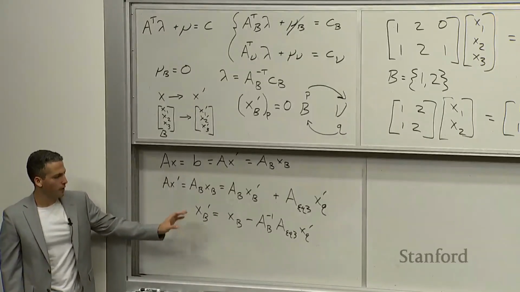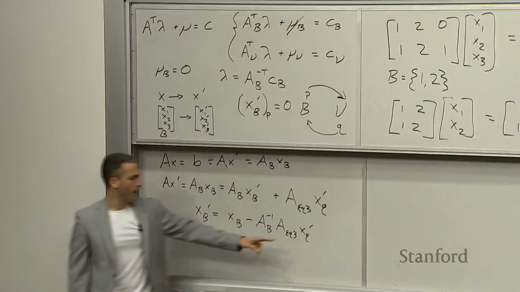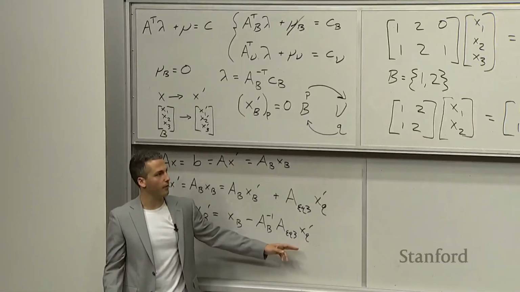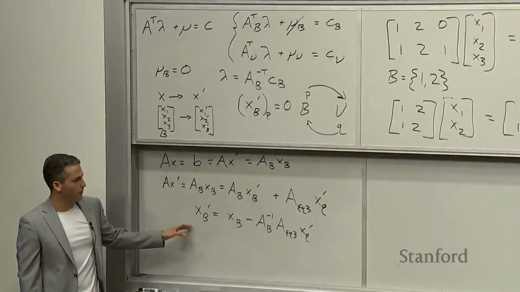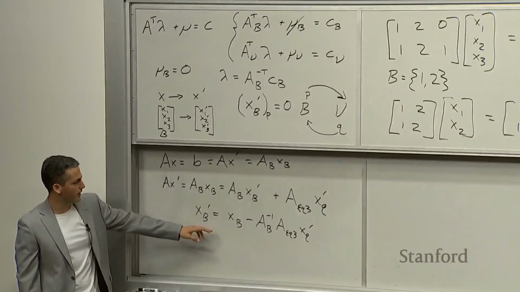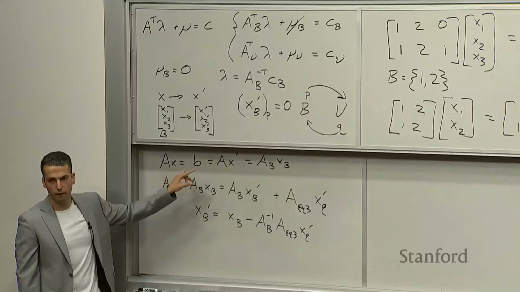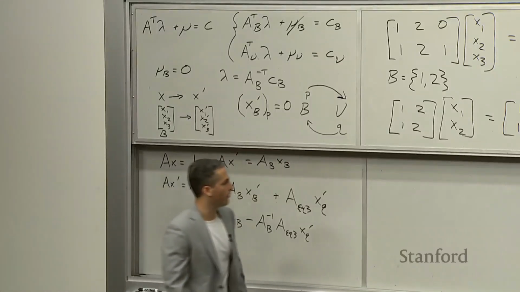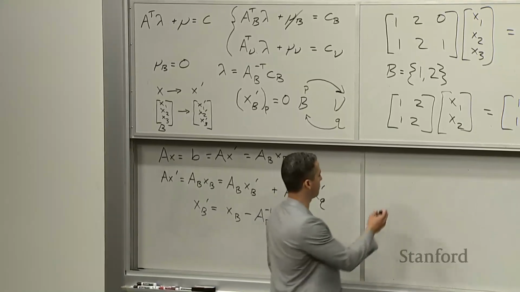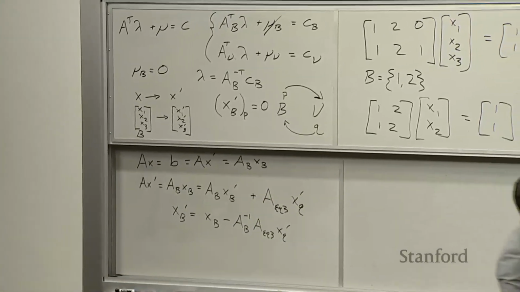So we're getting somewhere here, but we still don't know x_Q prime. How do we solve for x_Q prime? In order to do that, we're going to do the same exact thing of rewriting the constraint. We're just going to do it now with the objective.